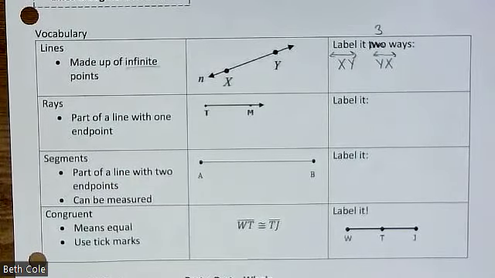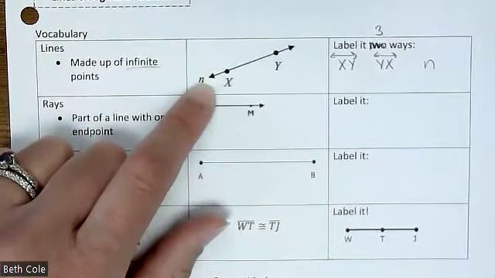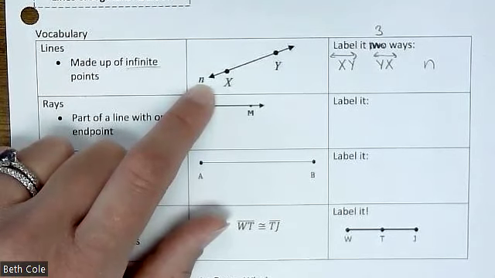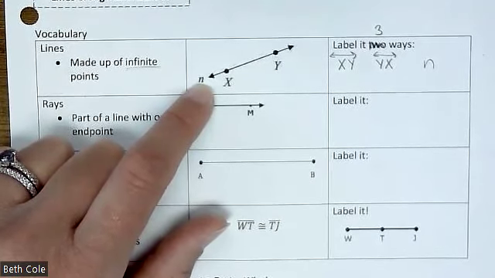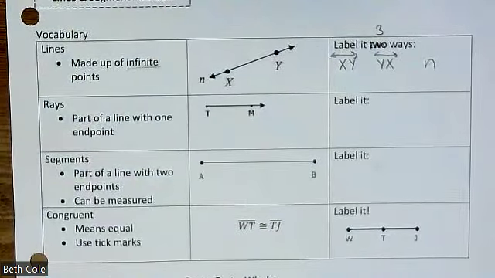And then the last way you can label it is sometimes the line will actually be given a name. This is line N. So you would just say it's line N. So you could say line A, line B, you know, whatever. It could just be given a name. So you can label it by the points and it doesn't matter which order they go in, or it could just be given a name.